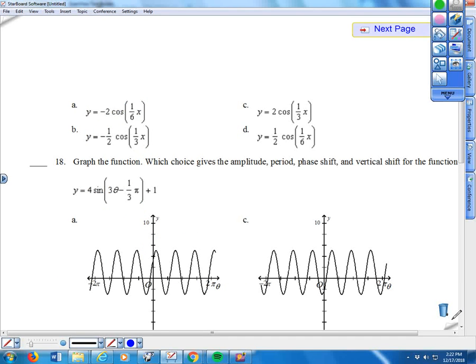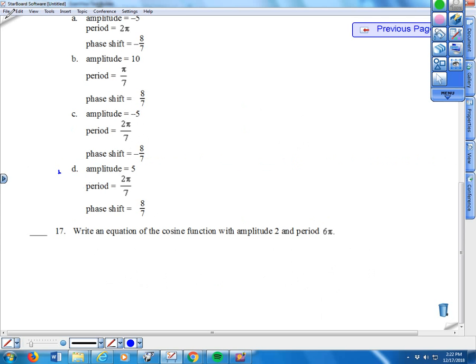Oh, what was this one? Right, an equation of the cosine function with amplitude 2 and period 6 pi. So to get to 6 pi, I had to take the coefficient and divide it by 2 pi, right? Yeah. So it'd be 1 over 3.